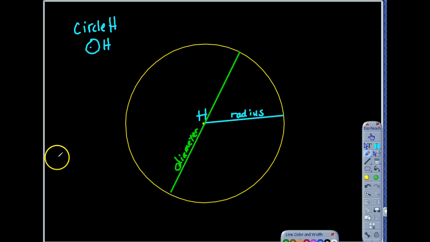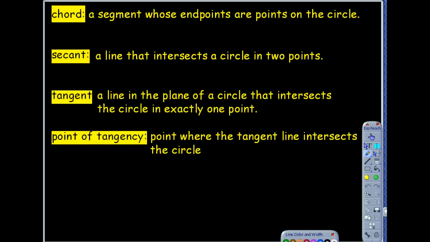All right. Let's talk about some more vocabulary. And we're going to go back to this picture, guys. The next thing we're going to be talking about is a chord. Now, these are new words that you probably haven't seen before. A chord is a segment whose endpoints are points on the circle. We just saw a definition that talked about endpoints being on the circle.